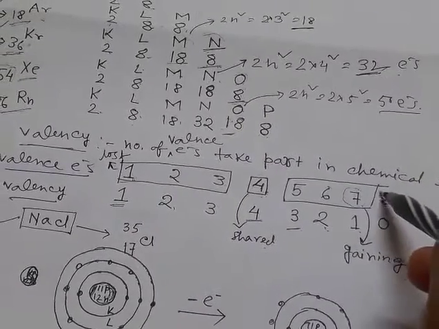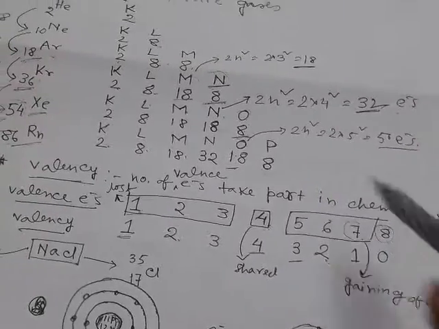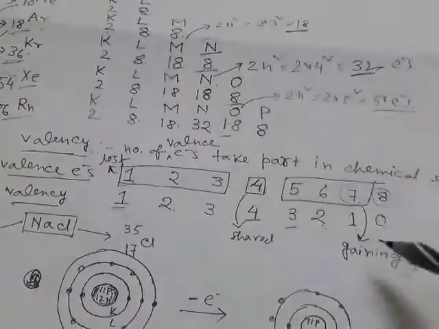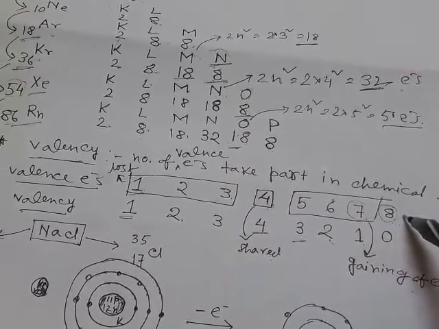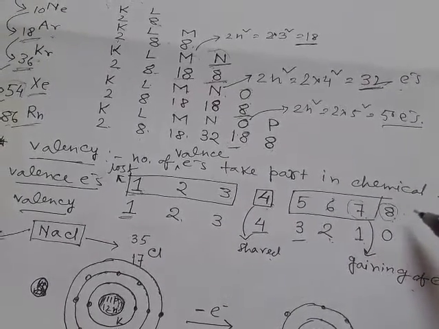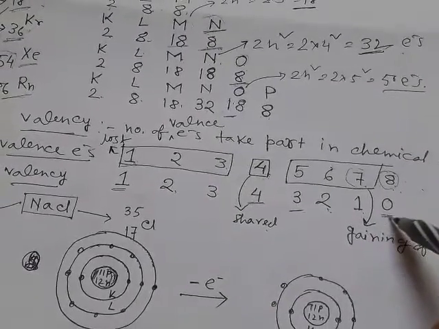Now if there are 8 electrons present at the valence shell, that is the case for the noble gases or rare gases, then this is a very stable configuration, electrons cannot be donated or accepted, so the valency will be 0.